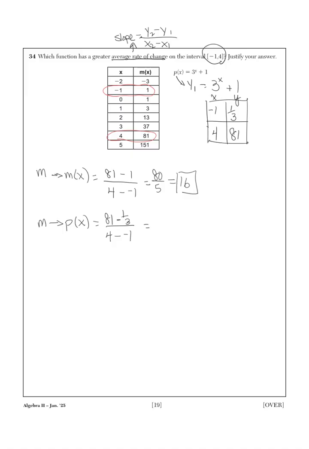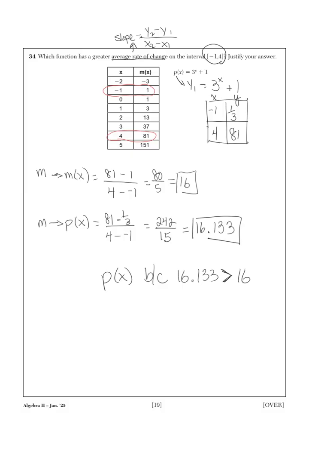Now, your calculator may give you a fractional answer. If it does, that's the fractional answer. And if you want to compare it, just do 242 divided by 15 in your calculator, and that's 16.133. Now let's just compare which number is greater. So then you're just going to say p of x because 16.133 is greater than 16.